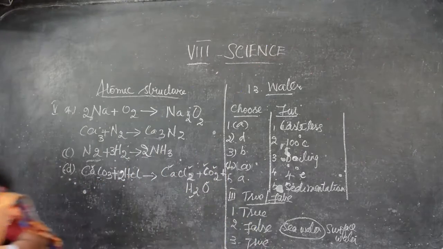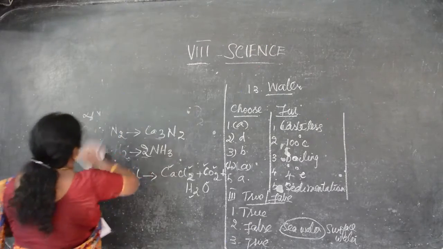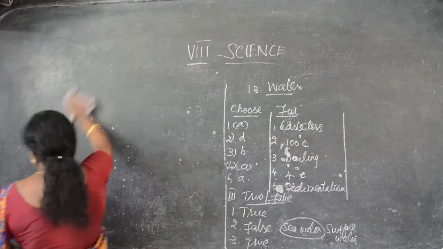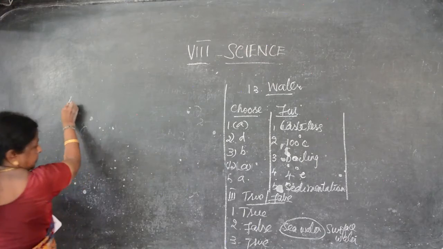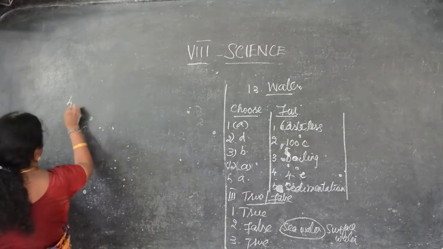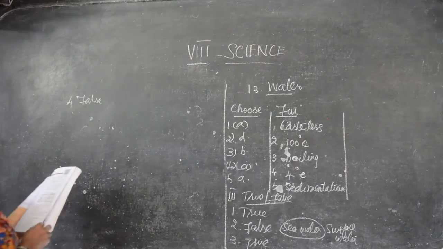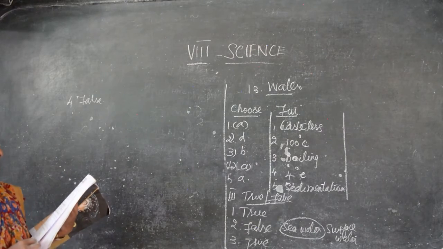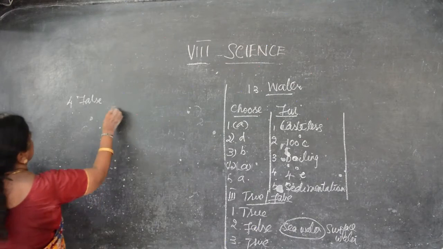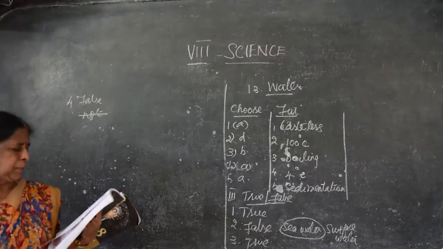Fourth one is false. Then answer is, the density of water will not change at all temperature. Answer is nothing else. The density of water will change at all temperature. You have to strike out not. That's all. The density of water will change at all temperature.